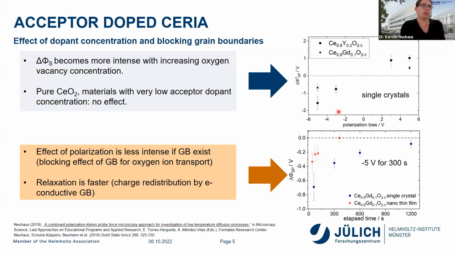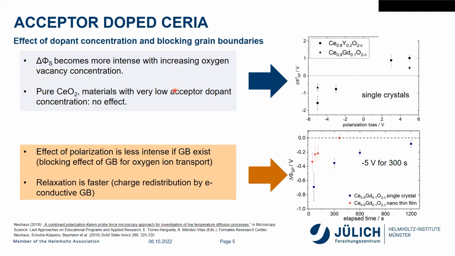And we were already able to see something with a polarization bias of minus and plus 3 volts, which was not possible for the 10 mole% doped sample, where we were only able to see something at plus and minus 5 volts.